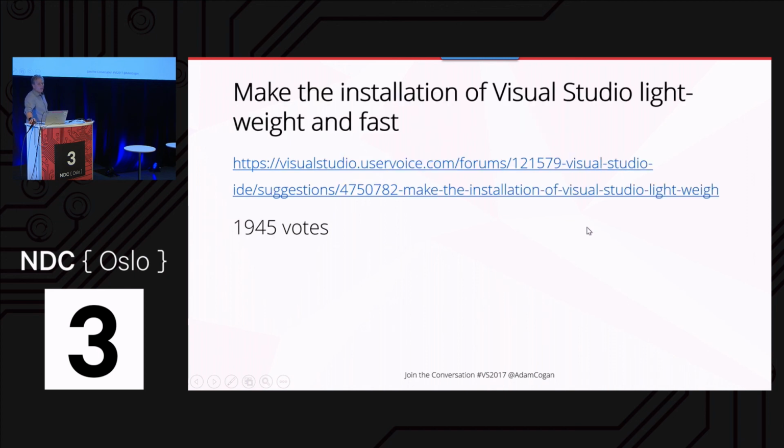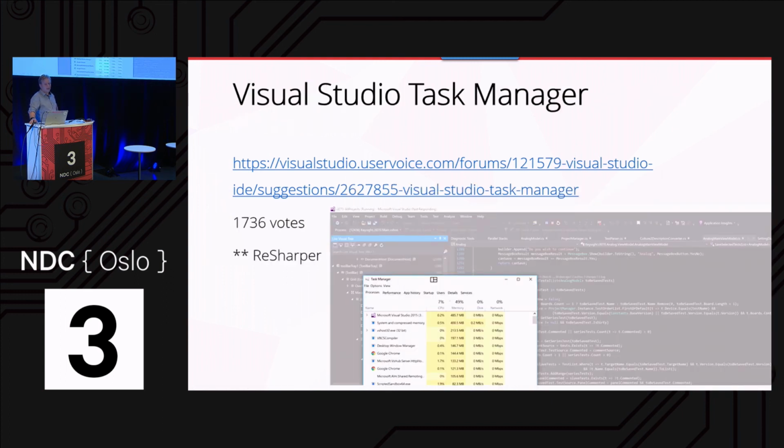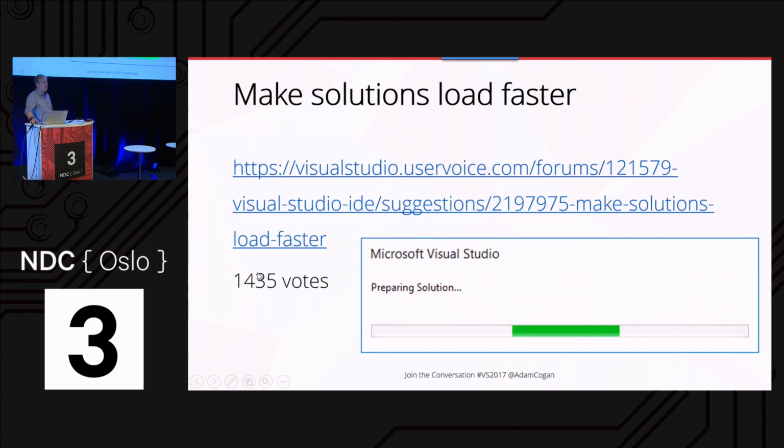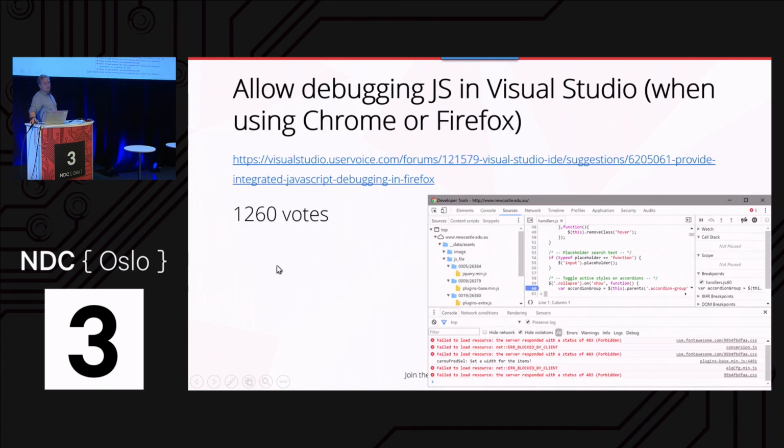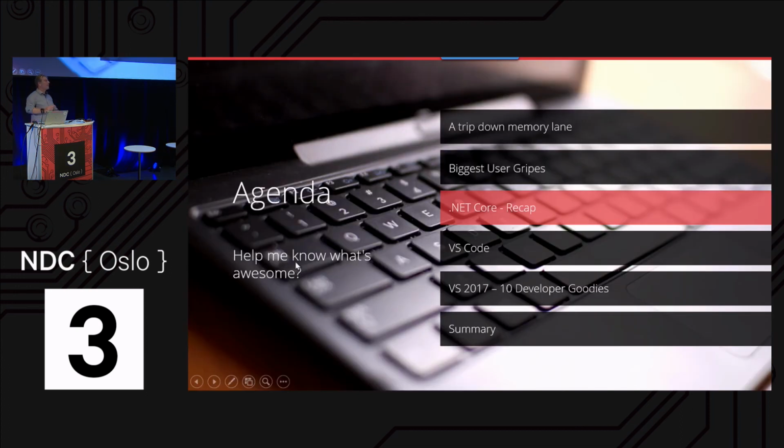But anyway. Make the installation of Visual Studio lightweight and fast. Okay, that's a big one. Give us some type of task manager to find out if ReSharper is slow or something. Make solutions load faster in general. Don't show us this dialog box. Stop your dependency on IE. All right. Anyway, I haven't given you them all, but I've given you a range of the top ones, and we'll walk through and see which ones they gave us.